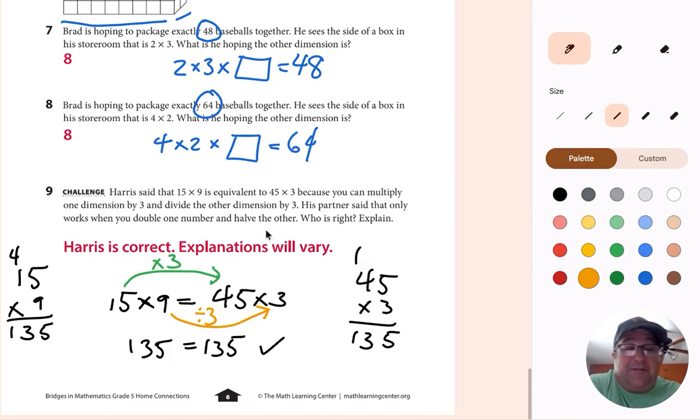So not only does it work if I double and halve, it works with any number that's the same. That's why I had them right. So any number that's the same, I could multiply by 5 and divide by 5. It doesn't matter. As long as you're doing the same to both sides, it will still be equivalent.